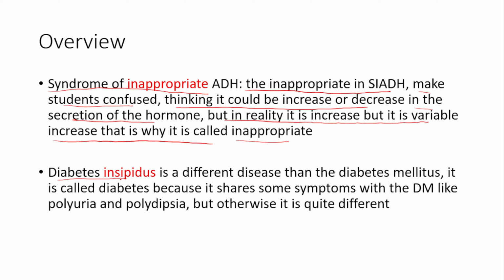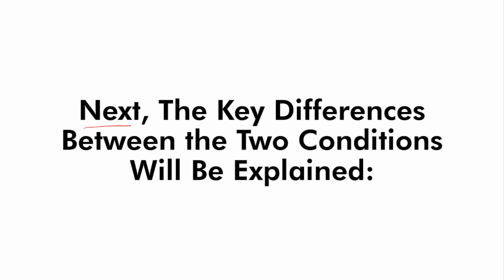Diabetes insipidus, on the other hand, is a different disease than diabetes mellitus. Some students will confuse it with diabetes mellitus, but it is a whole different disease. It is called diabetes because it shares some symptoms with diabetes mellitus, like the polyuria and polydipsia, but otherwise it is quite different. Next, the key differences between the two conditions will be explained.